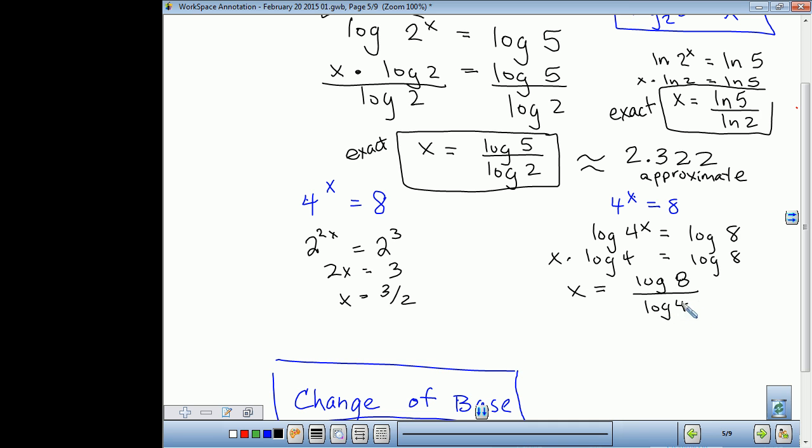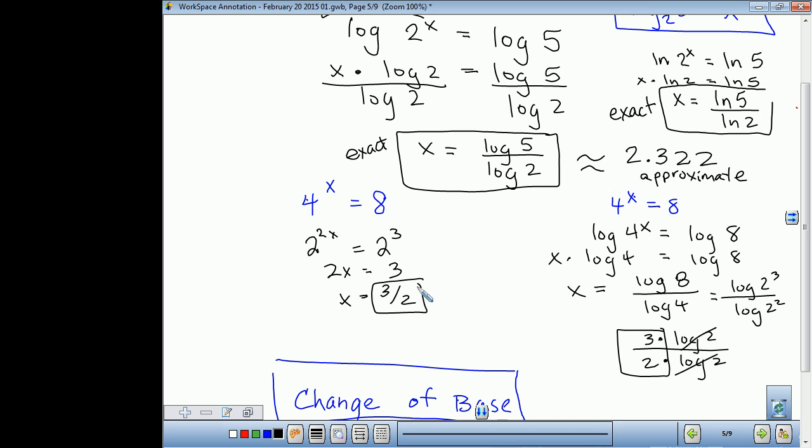Now, we can prove without a calculator that these are the same. Because 8 can be written as 2 to the third. And 4 can be written as 2 squared. So the 3 comes out in front. The 2 comes out in front. And what happens to the log of 2's? They cancel out. Log of 2 and log of 2. So did we get the same thing? Yes.